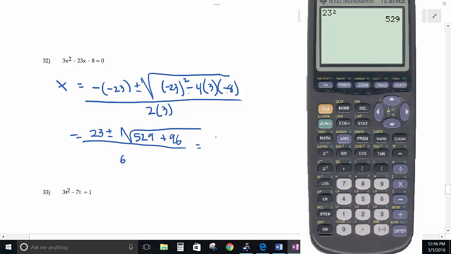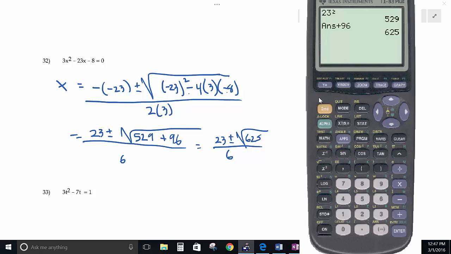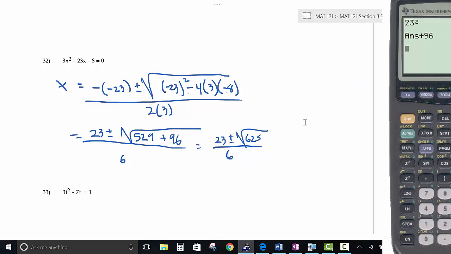So now what we're going to have is 23 plus or minus. Okay. And then if I take 529 and add 96 to it, then I'll get 625. I think that's what I saw most of you getting on that one. Now, the square root of 625 is actually 25. Okay, so if that happens, then that really means that this thing would have factored anyway.